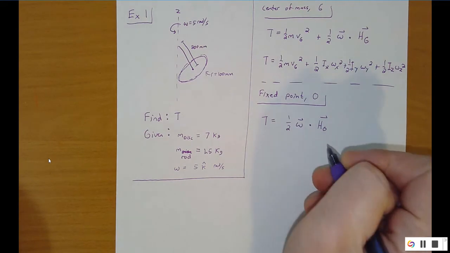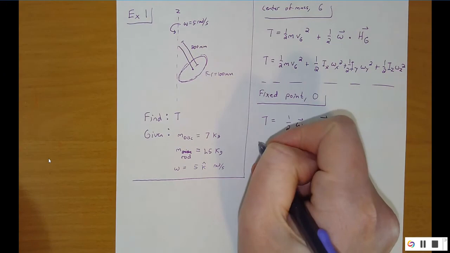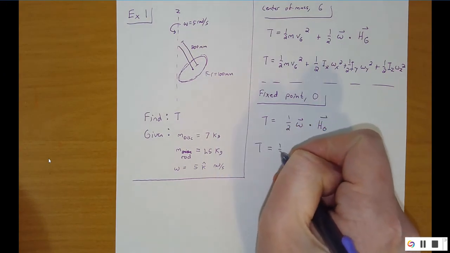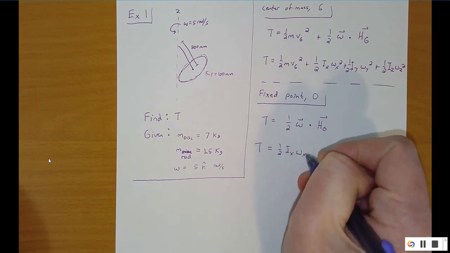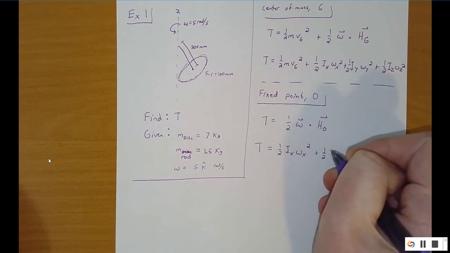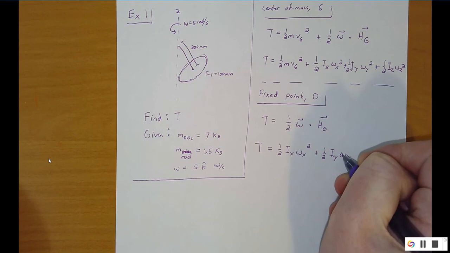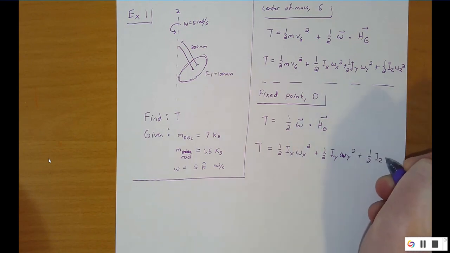And again, if we have principal axes, x, y, z, where our products of inertia go to 0, then we can expand this out, which is 1/2 I_x omega_x squared plus 1/2 I_y omega_y squared, and then 1/2 I_z omega_z squared.